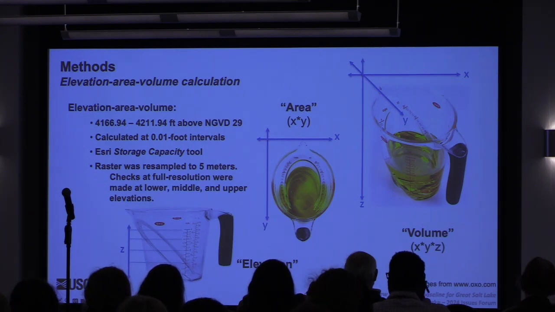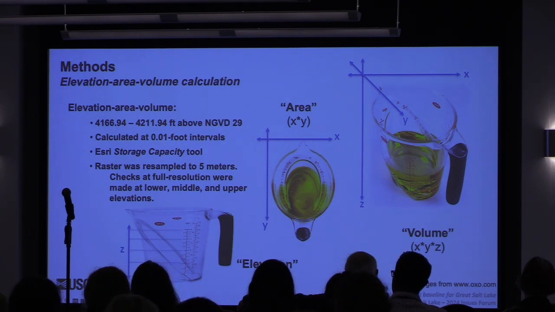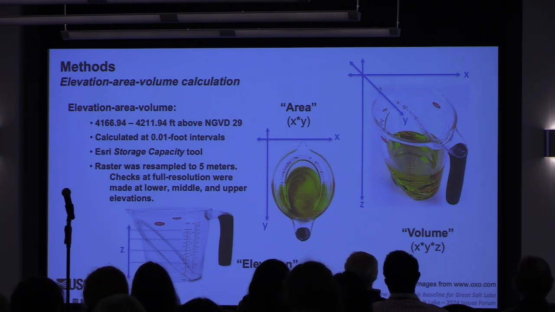And so the total bathymetry that we produced and published is a 32 gigabyte raster. It's pretty unwieldy. And so to simplify this process, we resampled down to 5 meters, did some sample checks, some elevation checks, to make sure nothing was changing during that resampling, and it all kind of worked out really nicely.